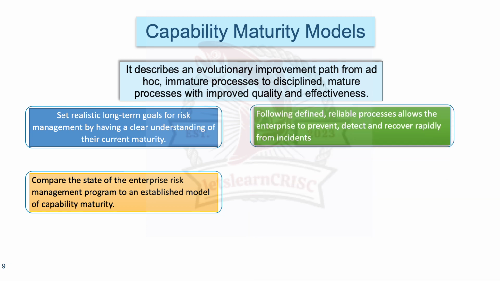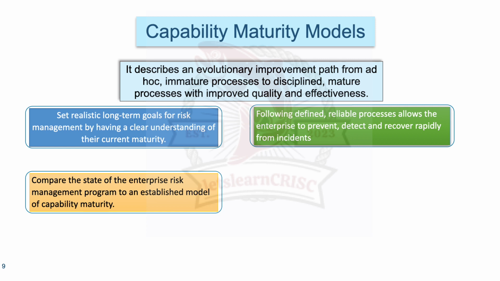Next, under the capability maturity model, following defined, reliable processes allows the enterprise to prevent, detect, and recover rapidly from incidents. Friends, a mature enterprise, characterized by well-established, well-defined and reliable processes, exhibits a consistent and continuous commitment to improvement.